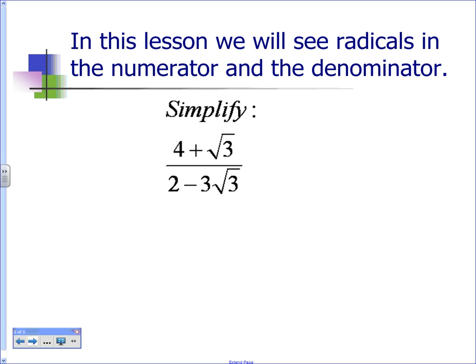So we don't want radicals in our denominator. So what do we do to get rid of the radicals in the denominator? What is it called? What's this? Yes, that's it. It's called the conjugate. Does that make sense?